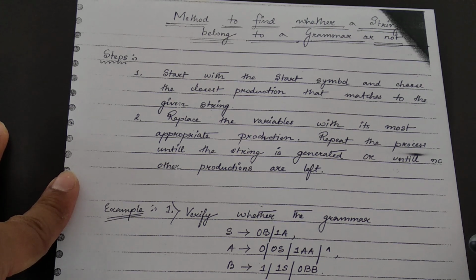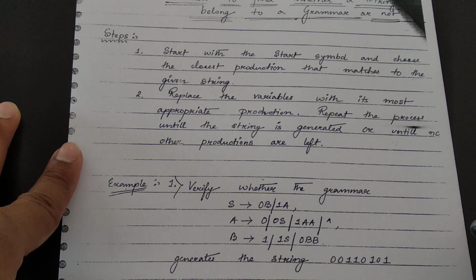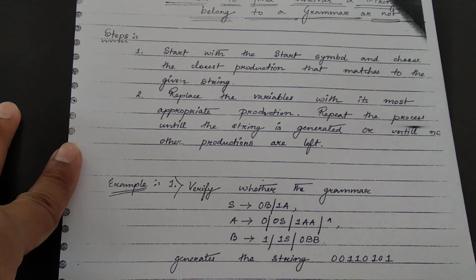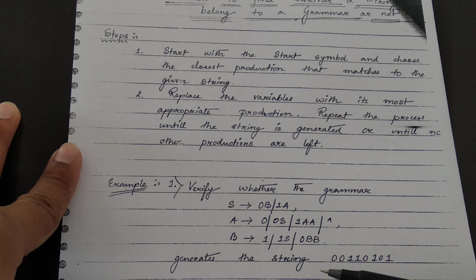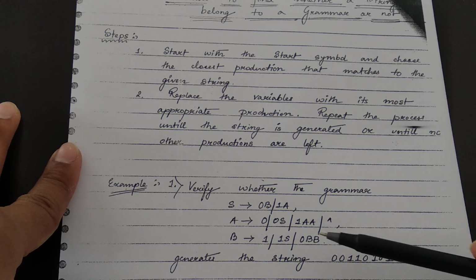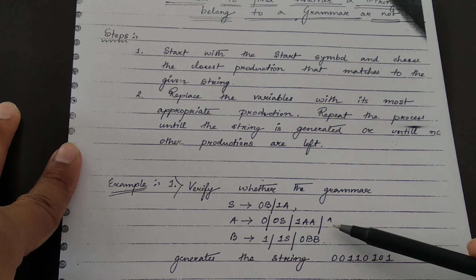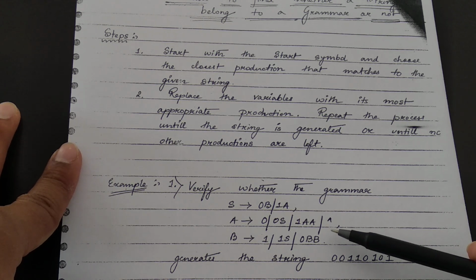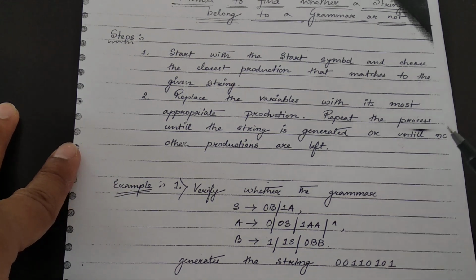Now I will take one example directly, and we will try to find out whether this particular grammar is generating that string or not. See, the question is given to you, the grammar is given to you, and we have to find out whether this string is generated by this grammar or not. One more thing, don't get confused with this particular symbol. This is nothing but epsilon. In some books they mention it like this, but in most of the questions they will ask you as epsilon, the null symbol.